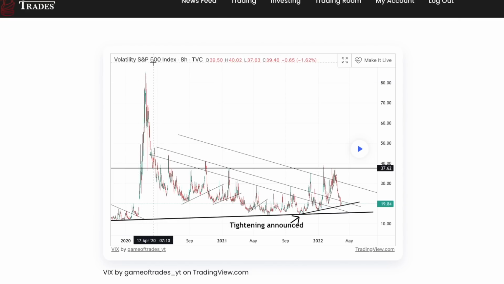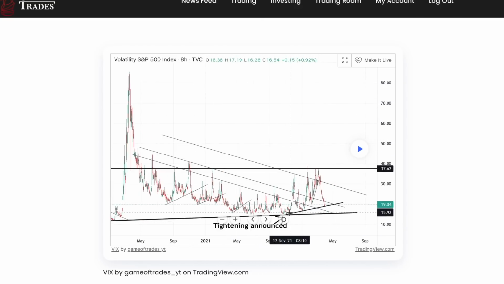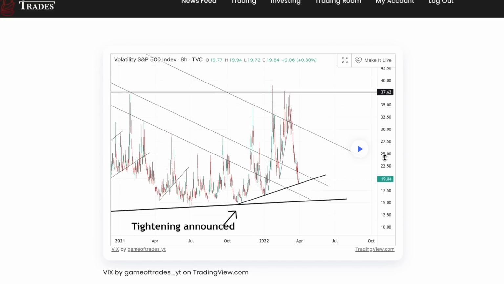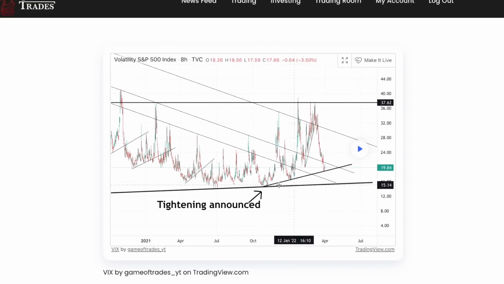So you can see ever since that COVID crash, we've seen volatility decline with the market that's obviously been trending up. But now if we zoom into what's been happening for the last few months here, ever since November where tightening was announced, the Federal Reserve started to get hawkish, talk about hiking rates. We've had this expansion in volatility and this nice trend line that was respected the entire time.